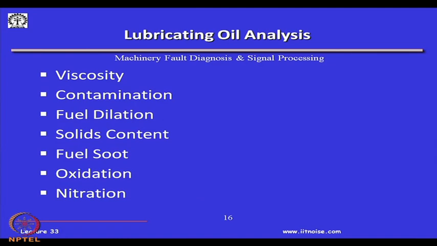Now, what are the lubricating oil analysis properties? Basically, the lubricating oil is analyzed for these parameters. One is the viscosity, the contamination, the fuel dilution, the solids contained, the fuel soot, oxidation, nitration. So, there are actually many standards which are available. So, we need to specify to the lab either by telling them the standard numbers, or tell them the procedure which they follow should be an international standard.